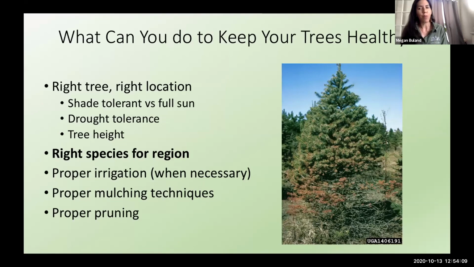Native species very often do well in their native range, and I love encouraging native species to be planted, but there's also a number of ornamental species that will do really well on your landscape as well. So just checking to see where this tree does well, what kind of region or zone it really thrives in, will go a long way towards promoting the health of that tree down the line.